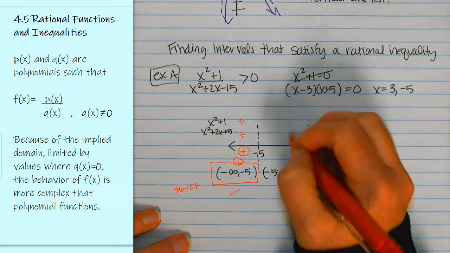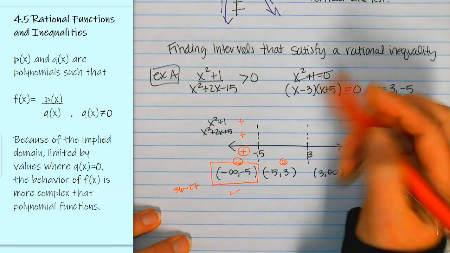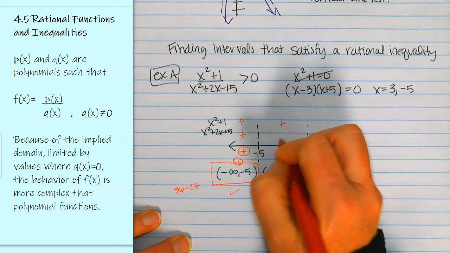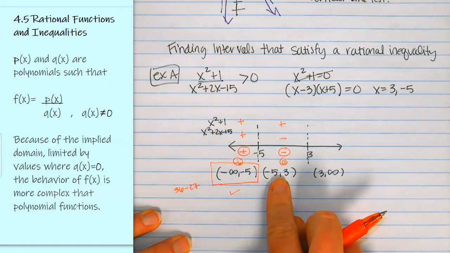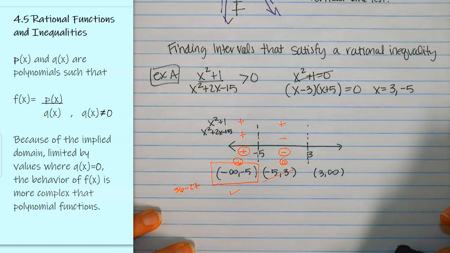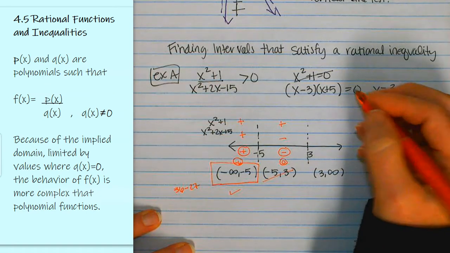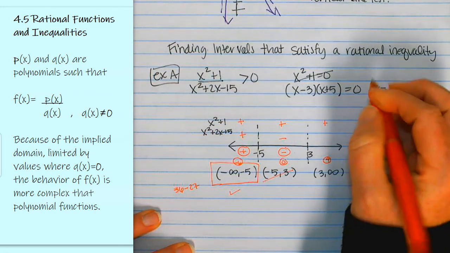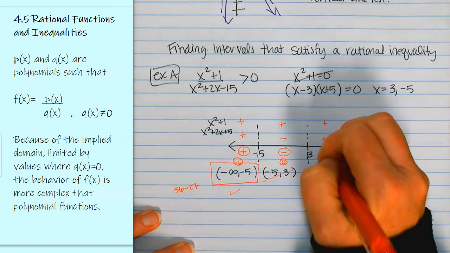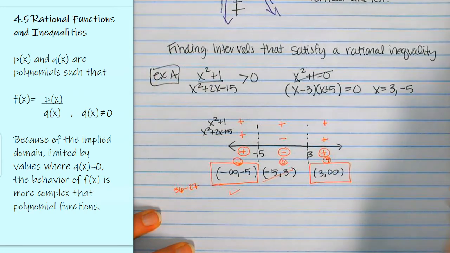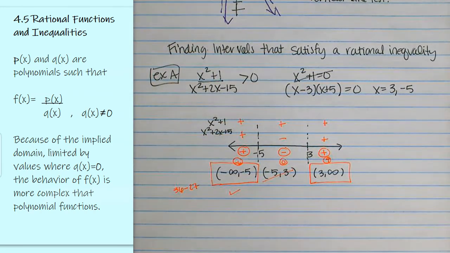Let's test a value here, like 0. It's the easiest one. 0 plus 1 is positive. 0 plus 0 minus 15 is negative. This interval, no matter what number you plug in, is going to be negative. This does not satisfy because negative numbers are not greater than 0. And plugging in here, if we plug in something obvious like 4, we're going to get a positive number, and we're also going to get a positive number. Divided together, they make a positive number, and so these two intervals satisfy this inequality.